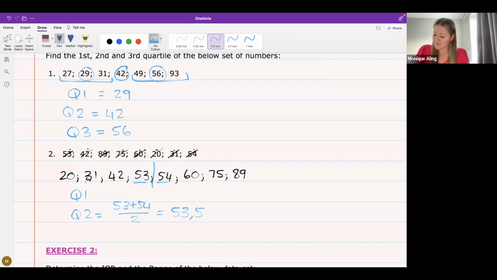Okay, then our 2 middle numbers in the first half is 31 and 42 over 2 gives us 36,5. Quartile 3, our second half, we have 2 in the middle, 60 and 75. So quartile 3 falls between those two. So we add them together, divide by 2, and we get 67,5.